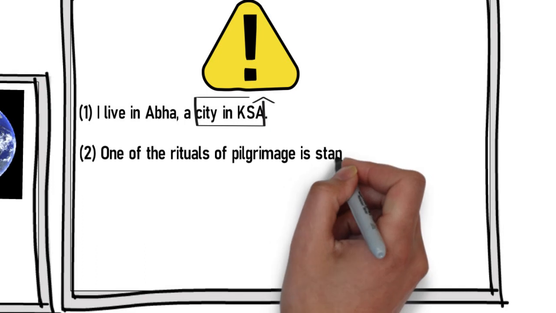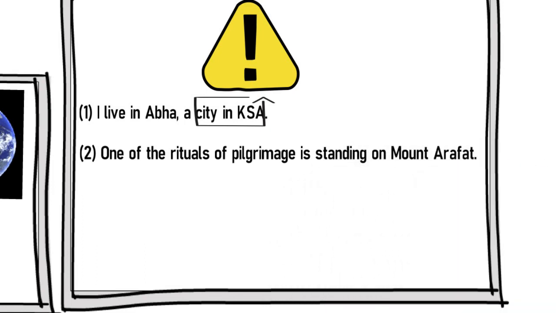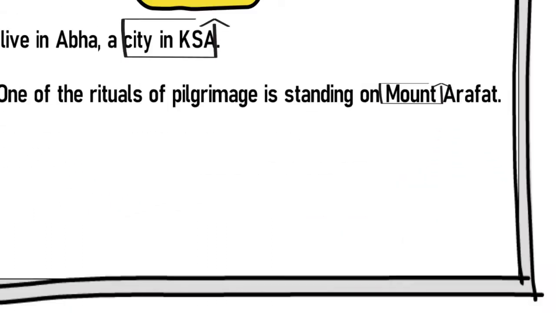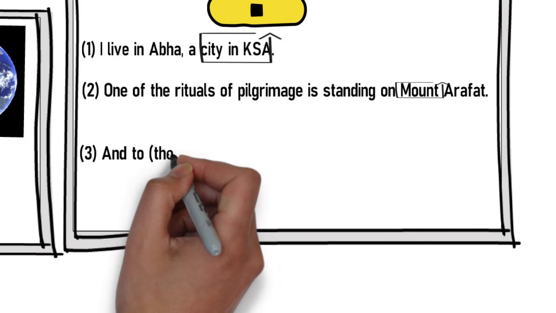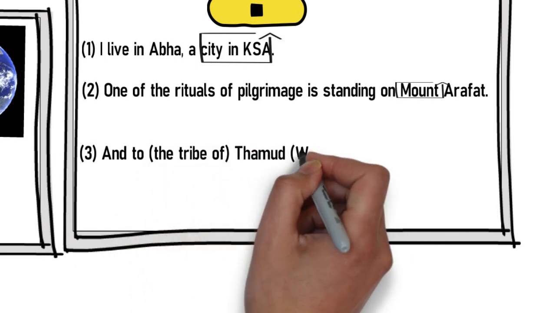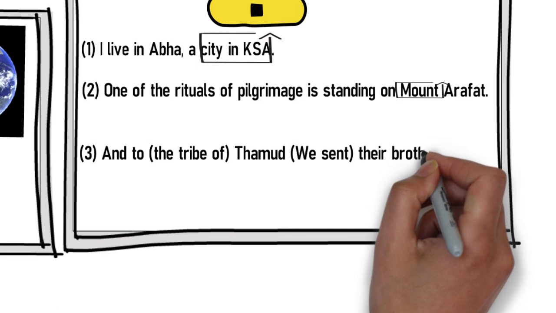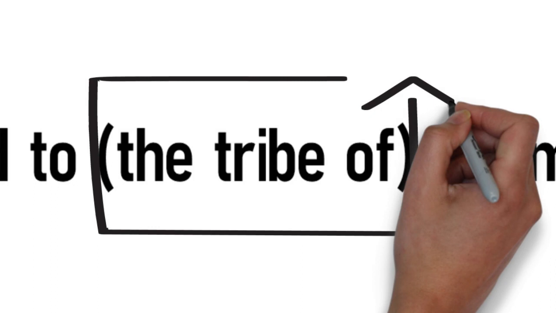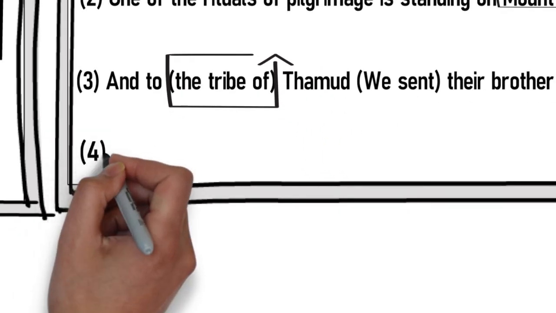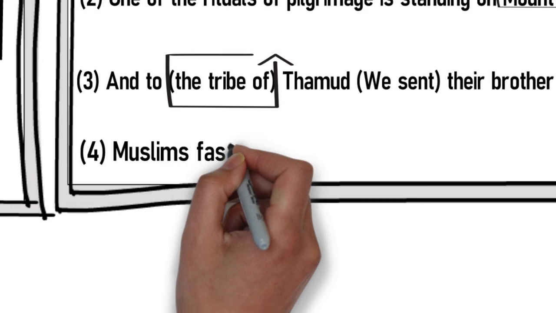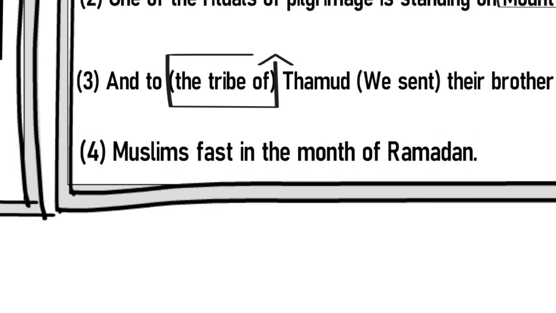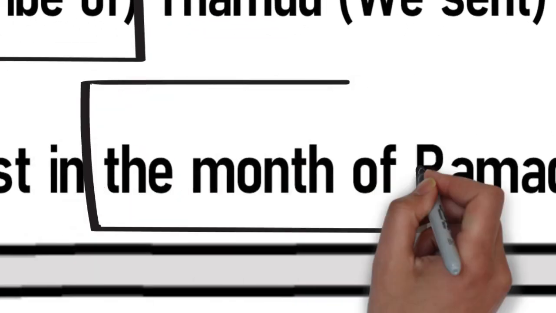In sentence 2, we have the word Arafat separately. So we added mount before the word. In sentence 3, we added a phrase before Thamud, the tribe of Thamud. And finally, in sentence 4, we added to Ramadan, month of Ramadan, to make it clearer to the target audience.